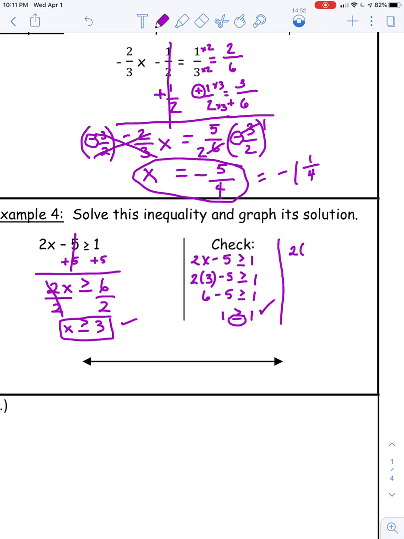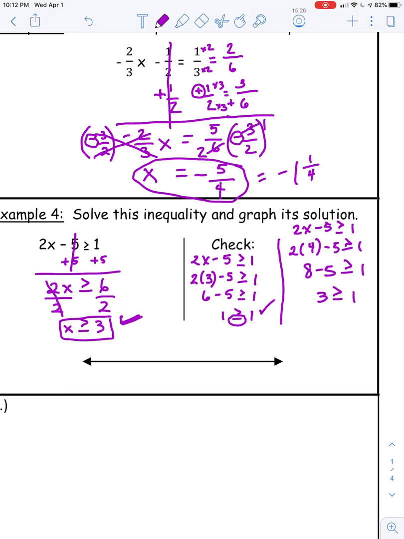Because my x over here says x can be greater than 3 as well. It can be equal to 3. That's why I wanted to use 3 in the first check method. And on the second one, we're going to use something that's greater than 3 because my solution says that x can be greater than 3. So let's just plug a 4 in there. 2 times 4, let me write up here 2x minus 5, so I don't lose sight of the original equation. Let's see how that pans out.